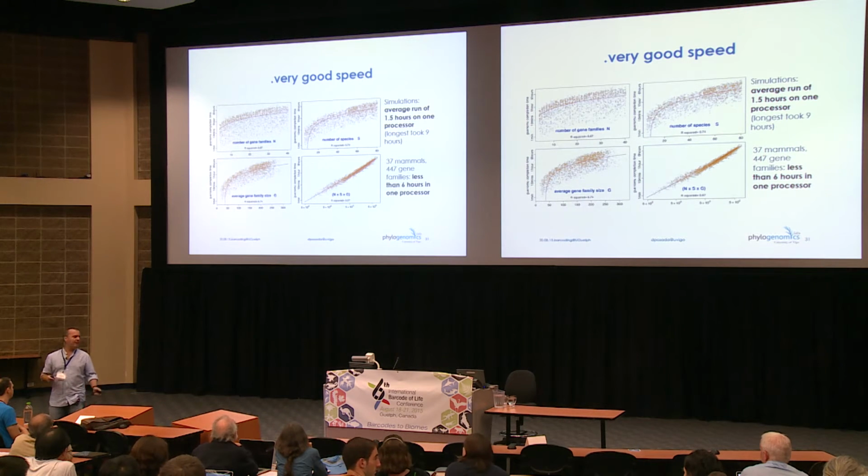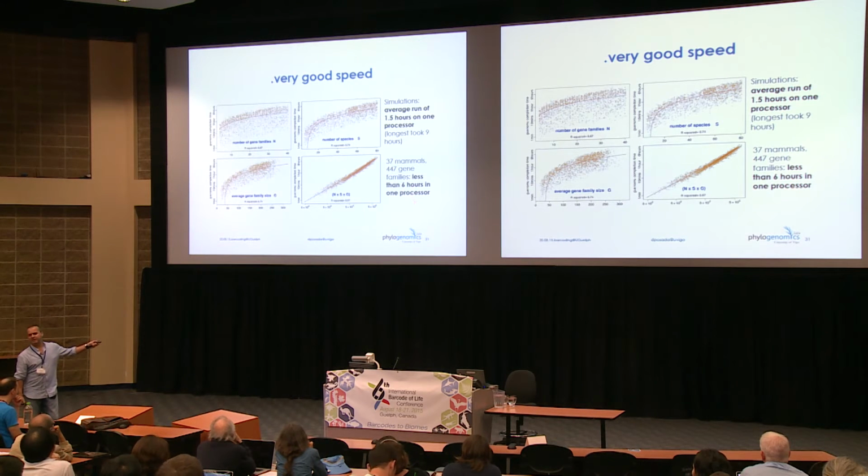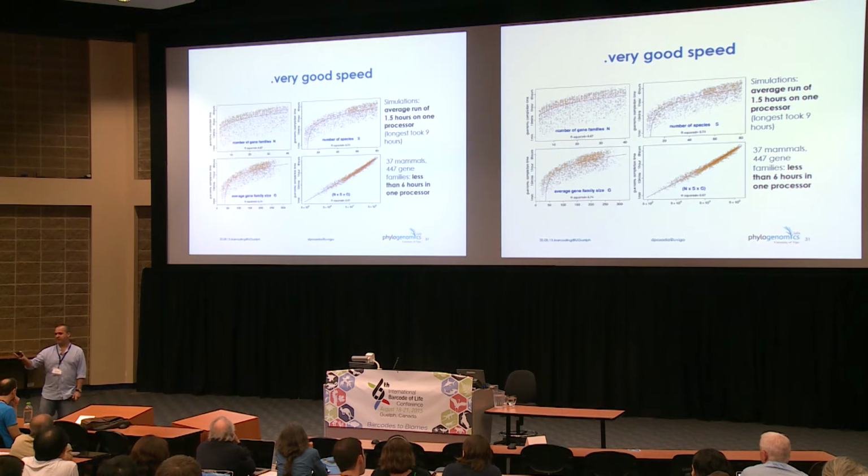That's not that much. To give you an idea, this data set with 37 mammal species and almost 500 gene families takes less than 6 hours on one processor. All the computers you have here have more than one processor, so it will take less time. You have 4 cores or 4 processors. It will take maybe an hour and a half to run this data set. So it's fast.